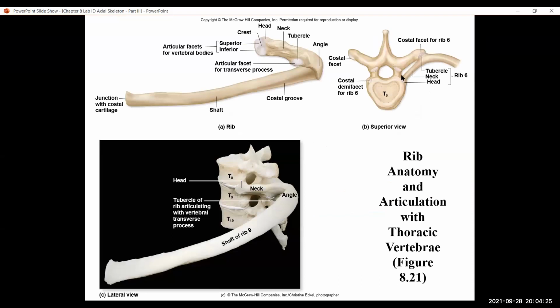And you can see how the ribs attach twice, at least if we're talking about ribs 1 through 10, onto the vertebral body, and then a second time onto the transverse process there. Okay, just wanted to get that out of the way there. All right, that's not what I wanted.